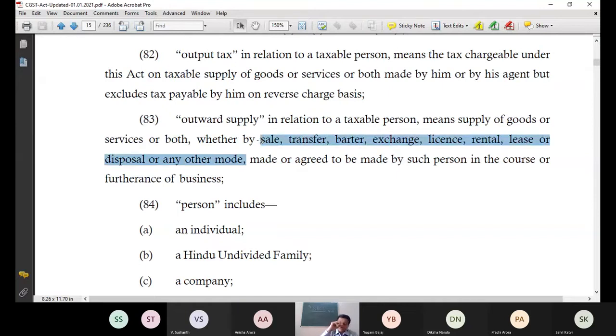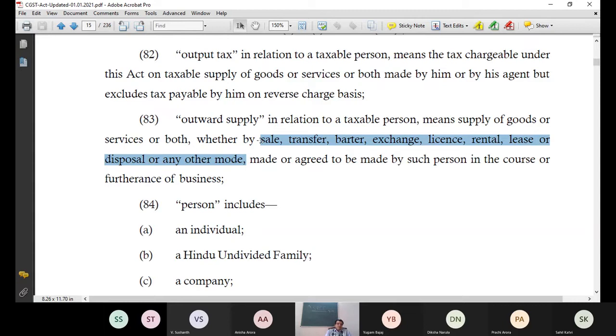When I was discussing with you the meaning or scope of supply in section 7 subsection 1 clause A, that was the first category of supply, when everything is for a consideration in the course of business by any of such modes, sale, transfer, barter, exchange, license, rental, lease or disposal or any other mode, then it's a supply. I've discussed this in section 7 subsection 1 clause A, so it's a repetition. Made or agreed to be made by such person in the course or furtherance of business. Now it is my outward supply.